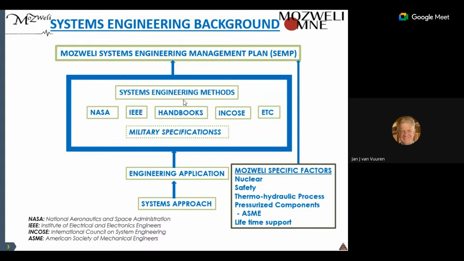Now, based on all these, we've developed our Mozweli way of doing this and applying everything that is available. Take from all of this information what will work for us and what is good practice. As we are not building space shuttles, as we are not building military equipment, we are building a nuclear reactor. There are specific, Mozweli specific factors that we have to look at.